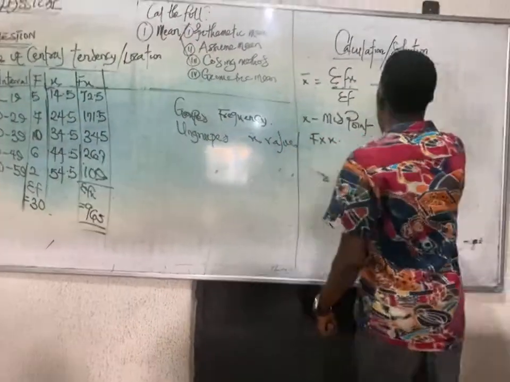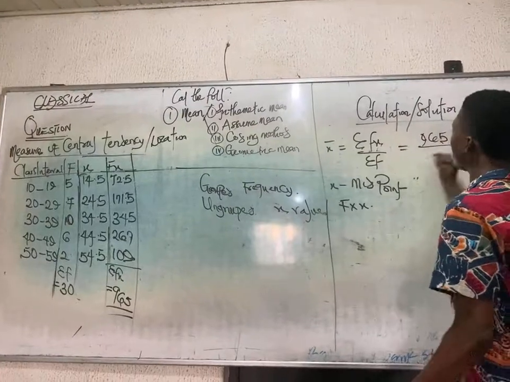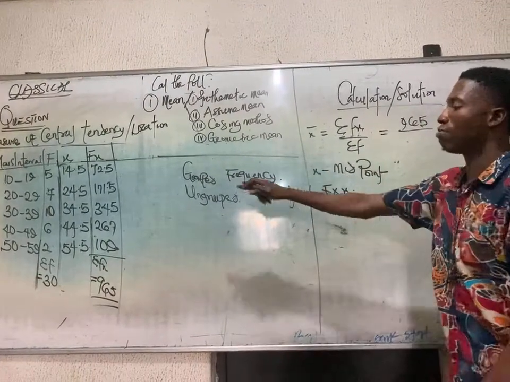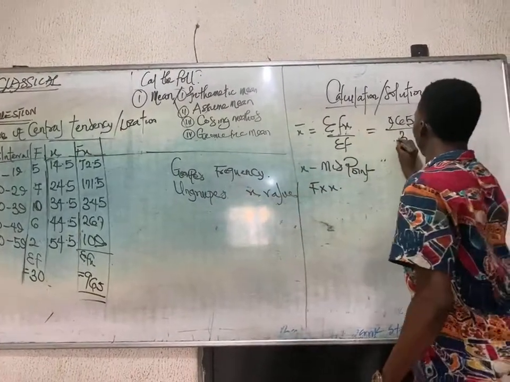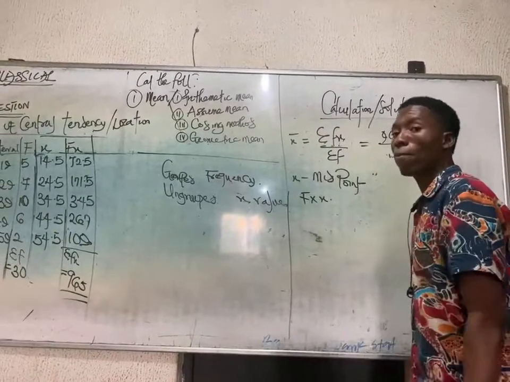Therefore, summation fx is 965 divided by summation f, and summation f is 30. So therefore, 965 divided by 30 gave us what?